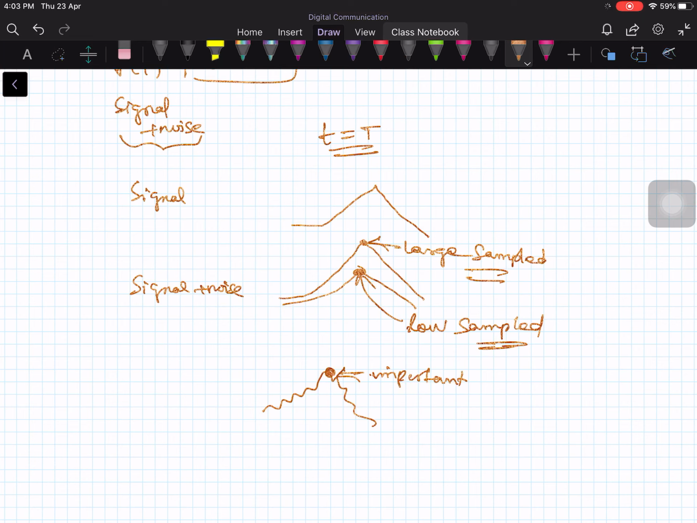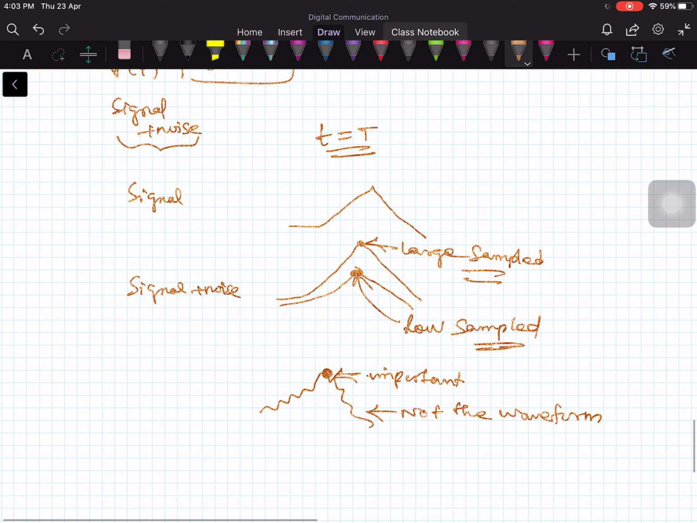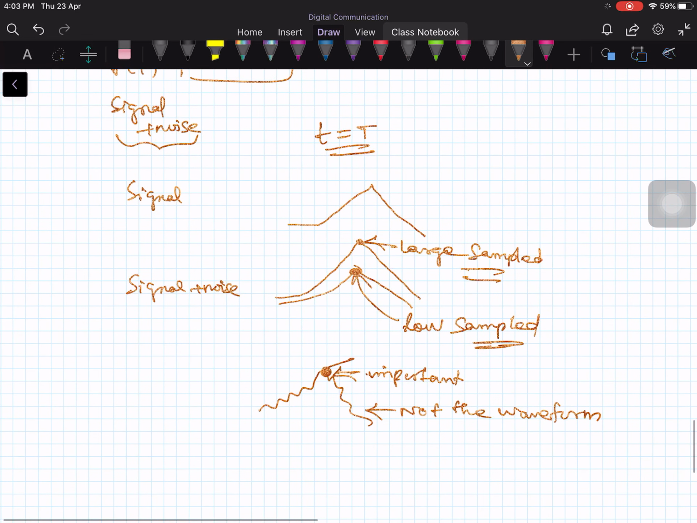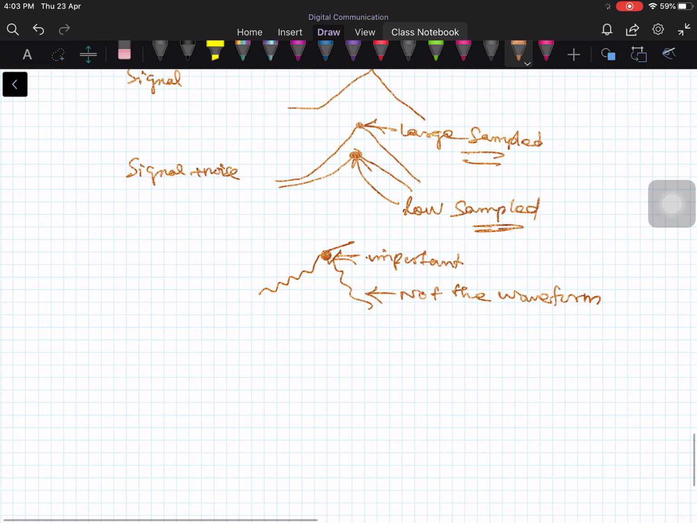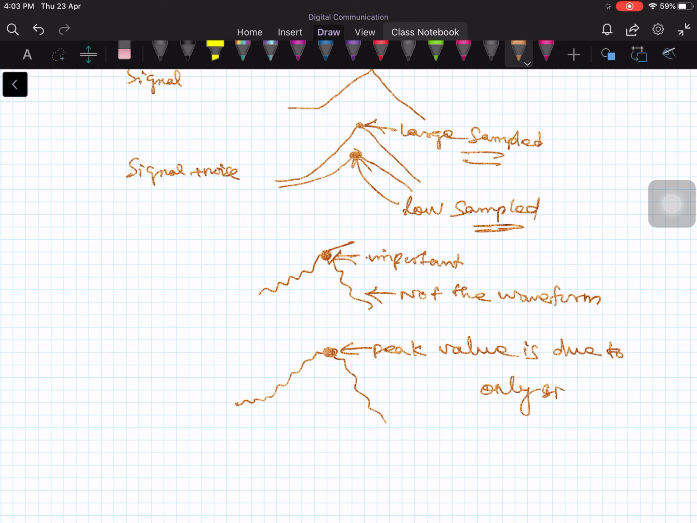The peak value is important, not the waveform. How the waveform is going to be is not important for us. For example, if there was no noise, then this value will be completely contributed by signal alone. You have a signal something like this. If there is no noise, then the peak value is due to only signal.